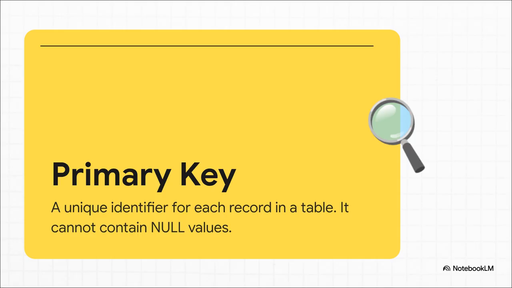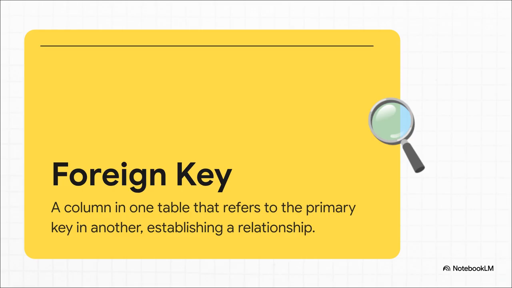Okay, the primary key. This is probably the most fundamental concept for keeping your data from becoming a total mess. It's like a unique student ID number for every single record. It's the one thing that guarantees every row in your table is distinct, absolutely non-negotiable. So, if a primary key is that unique ID, a foreign key is just the reference to that ID in a completely different table. This is the magic. This is how you create relationships and make sure all the data across your entire database stays consistent and connected.